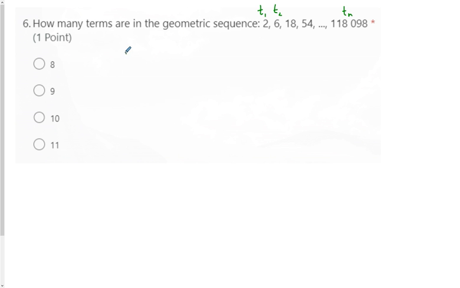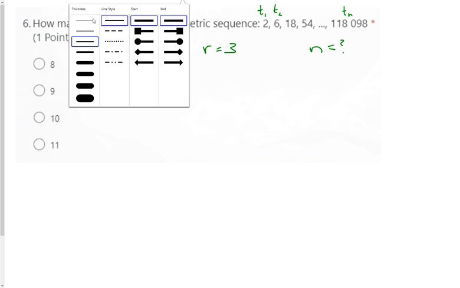Okay, so we'll say, what's our first term? Our a value, it's 2. It's a geometric sequence, so we're looking for a common ratio. What's our common ratio? Well, it looks like to get from one to the next, we multiply by 3. And what's our n value? We don't know. Let's do our general term.